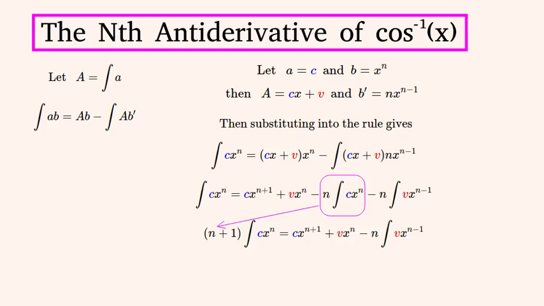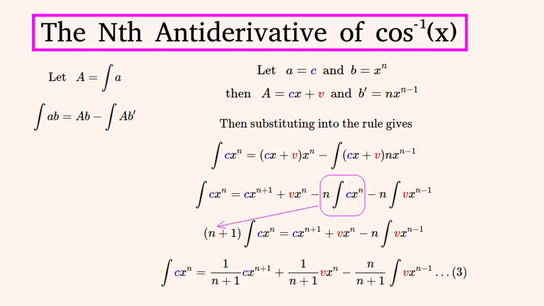We can then simplify this equation so that the integral of c times x to the power of n is on one side of the equation. Then we can divide both sides by n plus 1 to give us this equation for this integral. The integrals in these equations are stored in tables, and we can use an expression in a lower part of a table to find the integral for an entry in a higher part of another table.